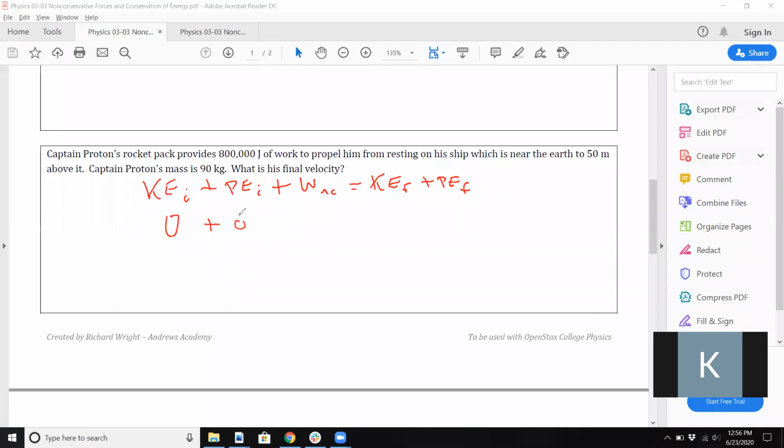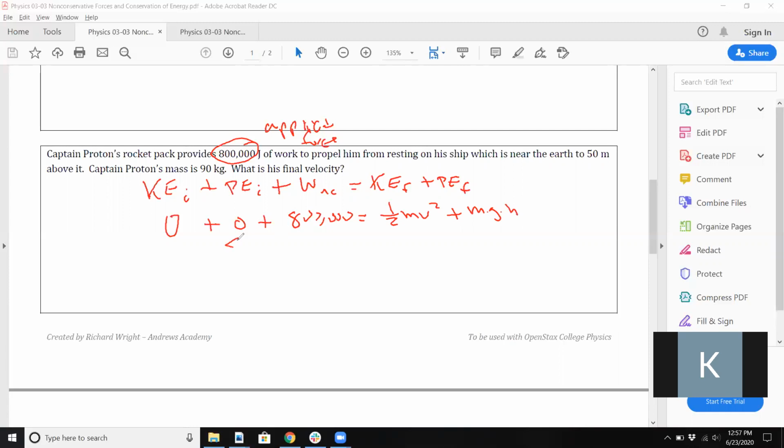And then what do you think the 800,000? Where am I going to put that? For the W. Yeah, because that's applied. Yes, this is an applied force. Anything that's applied or friction or air or whatever is going to be non-conservative. So good. Okay, and I'll finish off. Thank you, Kate. The final, we don't know. So 1/2 mv squared. And the potential energy is going to be mass times gravity times height.